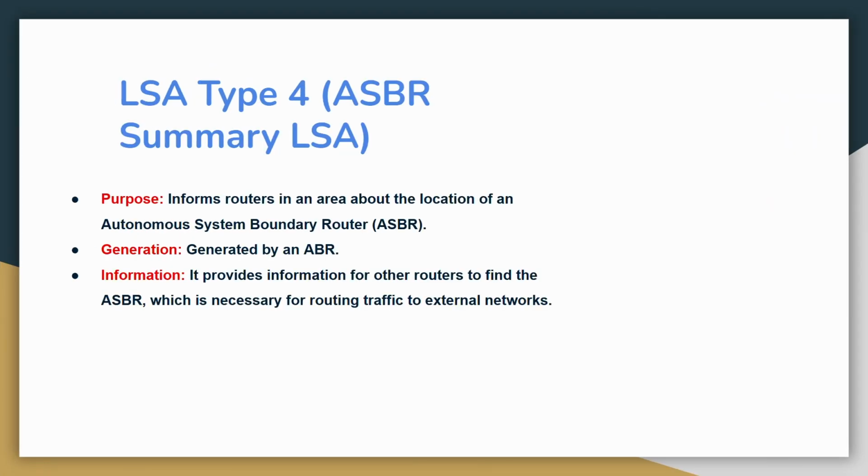LSA type 4, ASBR summary LSA. Purpose: informs routers in an area about the location of an autonomous system boundary router, ASBR. Generation: generated by an ABR. Information: it provides information for other routers to find the ASBR, which is necessary for routing traffic to external routes.